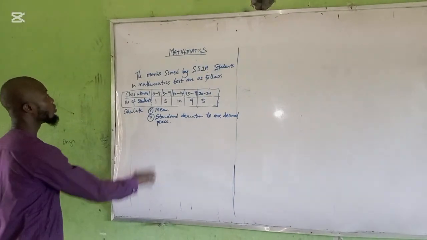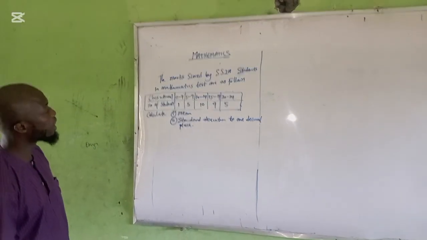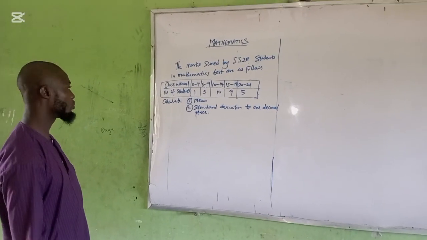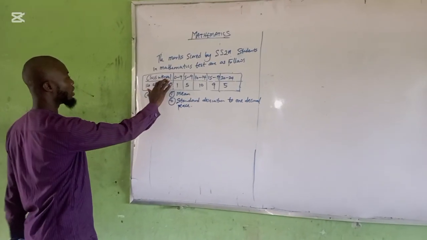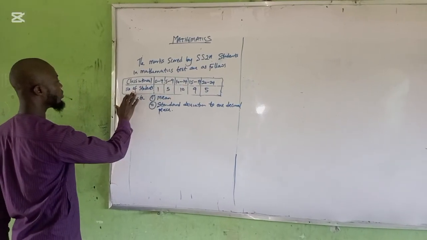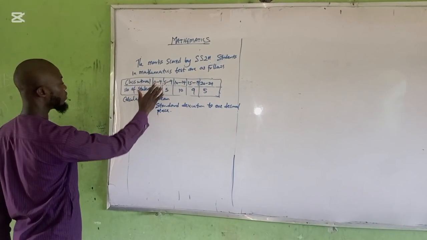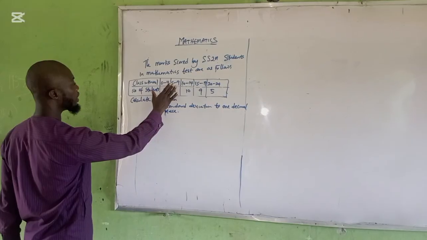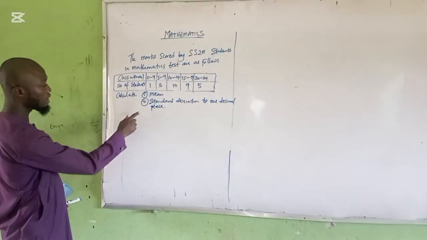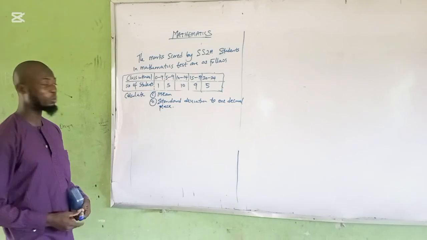On this question, we have the marks scored by SS2A students in a mathematics test as follows. We have a class interval 0 to 4, 5 to 9. The number of students that scored between 0 to 4 is 1, between 5 and 9 is 5. The first task is to calculate the mean and then the standard deviation to one decimal place.